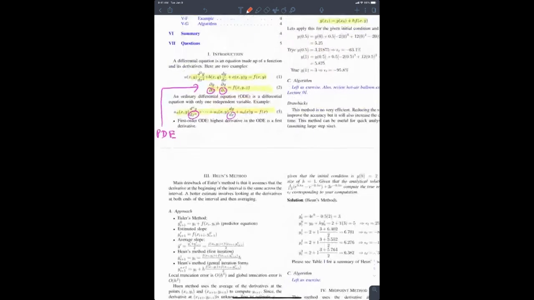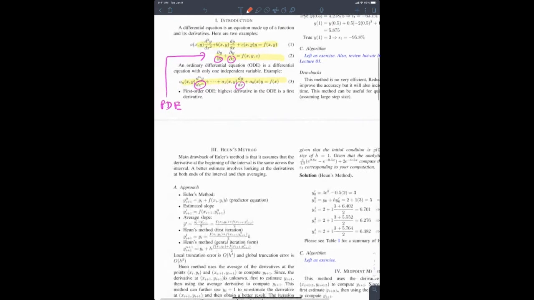Here is a summary of Heun's method. This is the first equation I'm highlighting right now. That is Euler's method: y(i+1) is y(i) plus f(x_i, y_i) times h. We are always solving this equation, where f(x, y) is dy by dx.